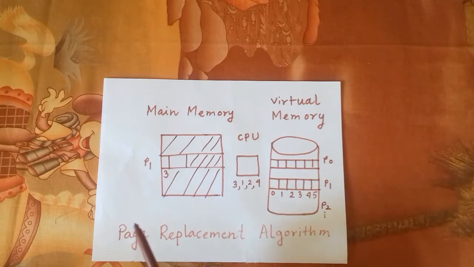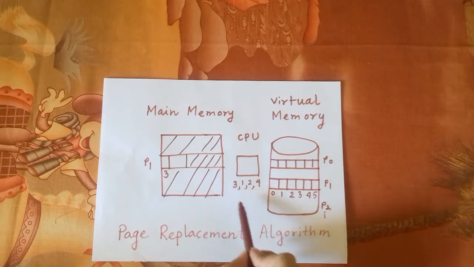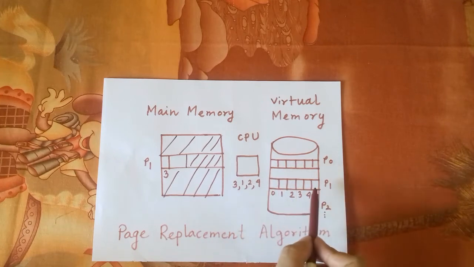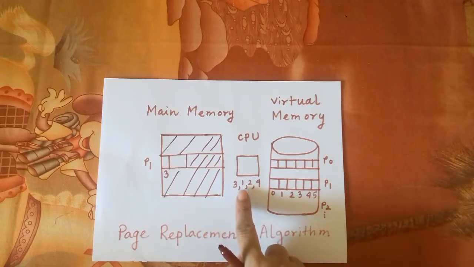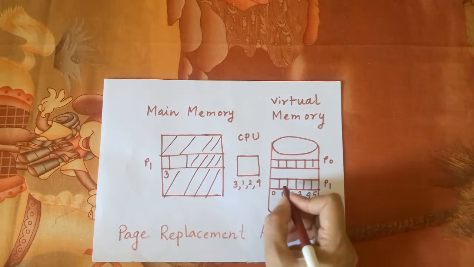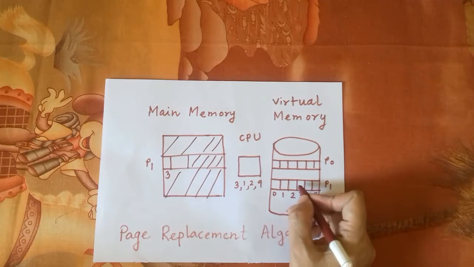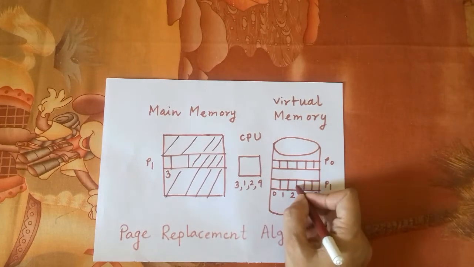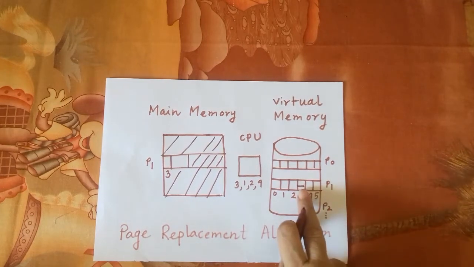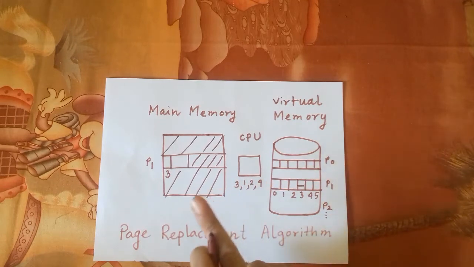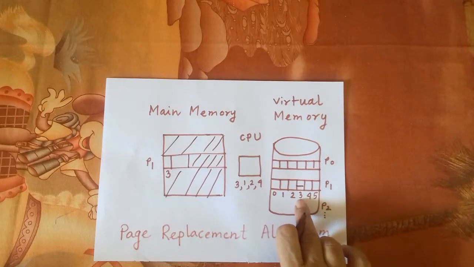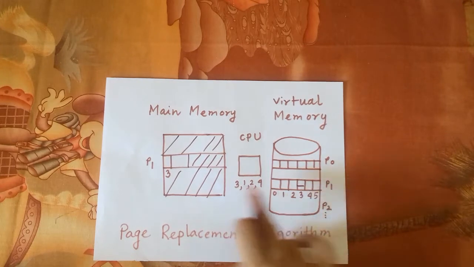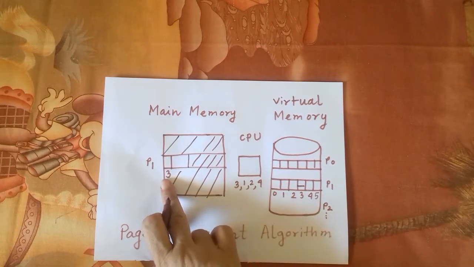Let's say process P1 is executing. It is only the CPU that will tell which page should be executed. I will tell you more clearly. The CPU will say execute instruction number 3 or 4 from page number 3. Which instruction the CPU wants to execute, that instruction suppose is present in page 3. So page 3 has to be taken.